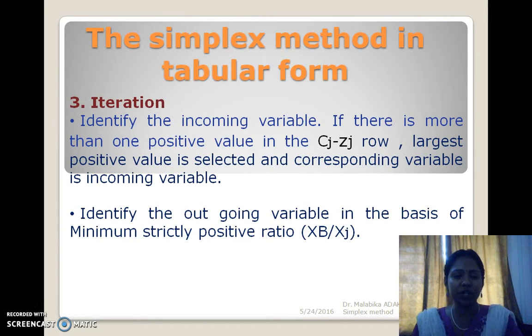In the first iteration, first we identify the incoming variable. If there is more than one positive value in the Cj minus Zj row, the largest positive value is selected and the corresponding variable is the incoming variable. After that, we identify the outgoing variable. How to identify? We calculate the ratio. The ratio will be calculated by Xb divided by Xj, where Xj is the incoming variable. Here the minimum positive ratio is selected, and its corresponding variable is the outgoing variable.